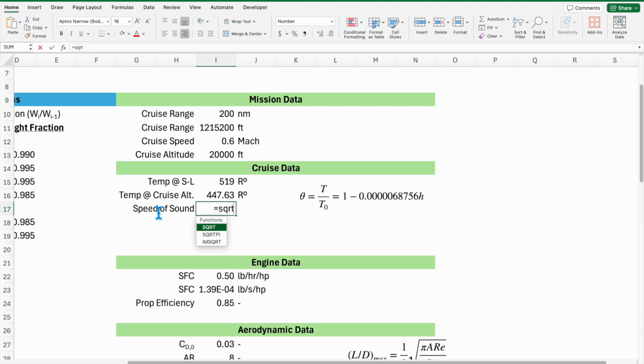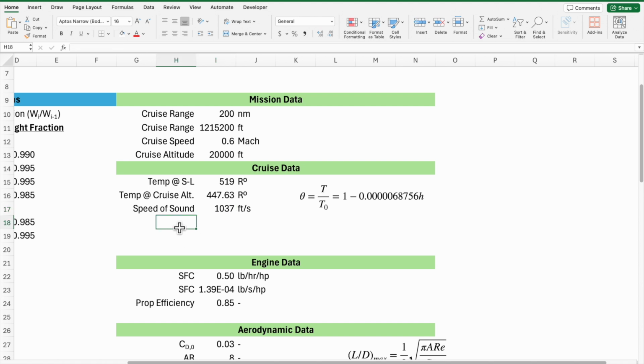So this is equal to the square root. The ratio of specific heats for air is 1.4. I'm going to multiply that by our specific gas constant for air, which is 1716. That's units of foot-pound per slug per Rankine, times the outside air temperature. If we multiply out those units, we'd end up with feet per second. So the speed of sound at that altitude is just over 1,000 feet per second.